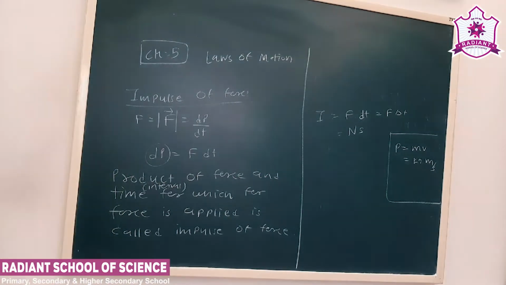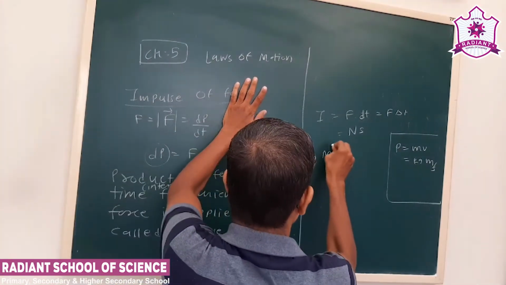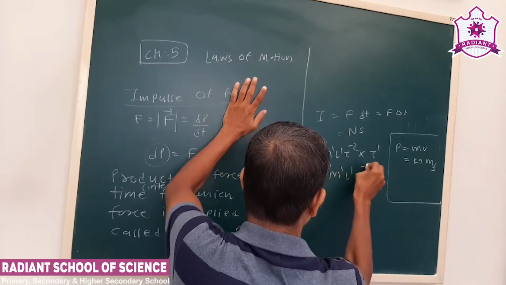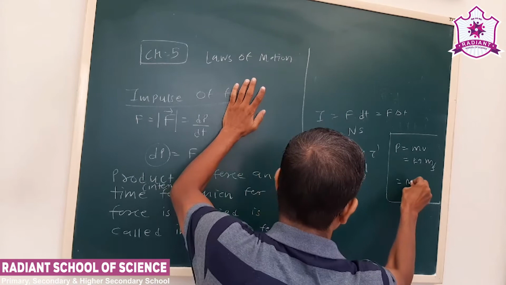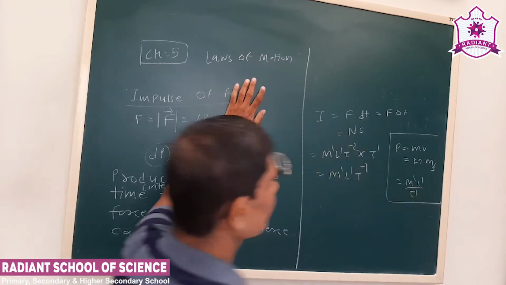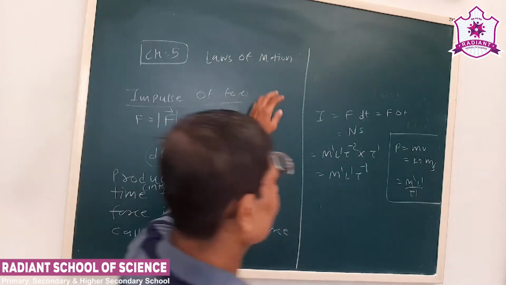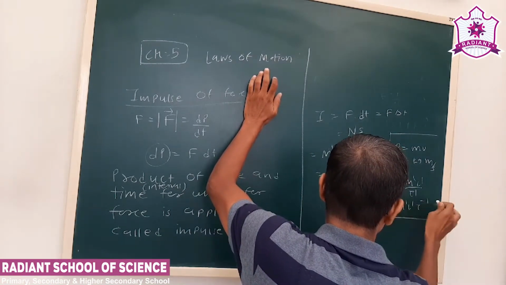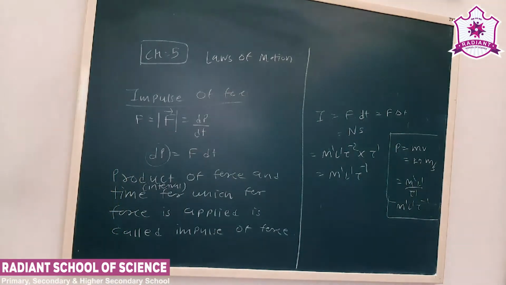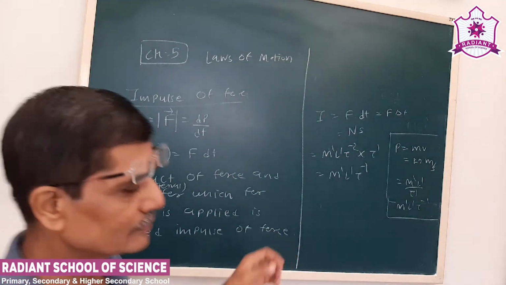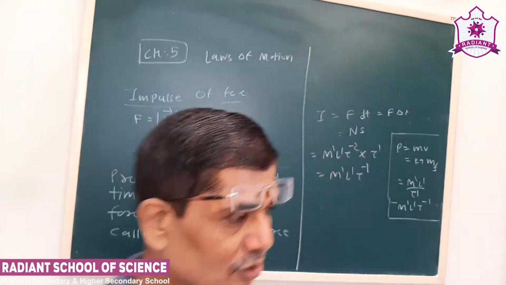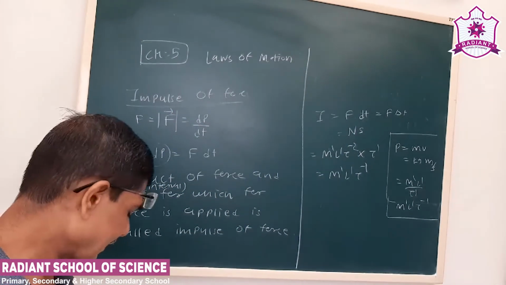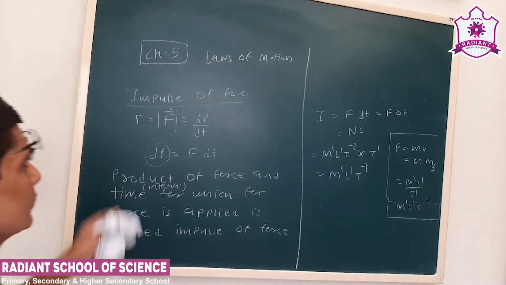Now the dimension: Newton has dimension M1 L1 T minus 2, and time is T1. So M1 L1 T minus 1 is the dimension of momentum also. So we can see impulse of force and momentum have the same unit and dimension. This is about impulse of force. Now next we have to see Newton's third law of motion.